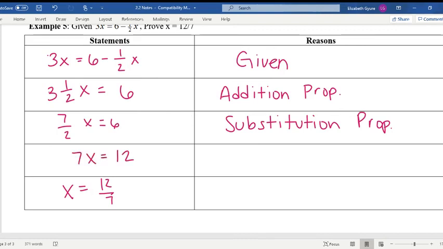How did I get that? I used the multiplication property. Okay. Now, how can I get from 7x equals 12 to x equals 12 over 7? Well, I would divide both sides by 7. So I can get from step 4 to step 5 using the division property.